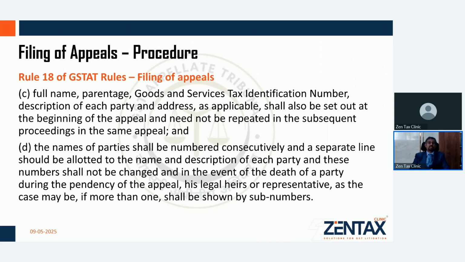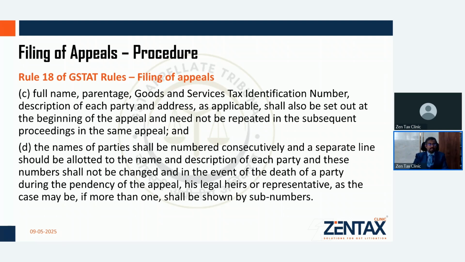The names of the parties shall be numbered consecutively, and a separate line shall be allotted to the name and description of each party, and these numbers shall not be changed. And in the event of the death of a party during the pendency of the appeal, his legal heirs or representative, as the case may be, if more than one, shall be shown as subnumbers.